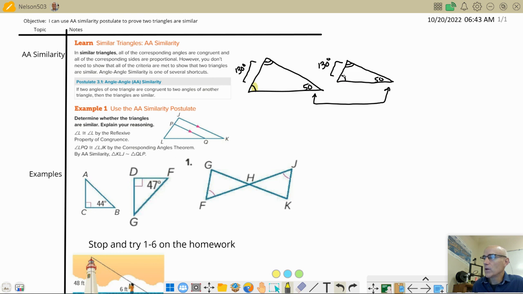So like we have an angle here and an angle here, right? And we have an angle here and we have an angle here. You've got to have two angles in one triangle congruent to two angles in the other triangle. So let's look at an example here real quick. All right. Here's example 1 from the textbook.